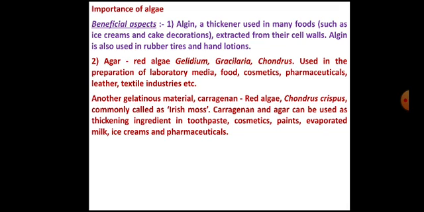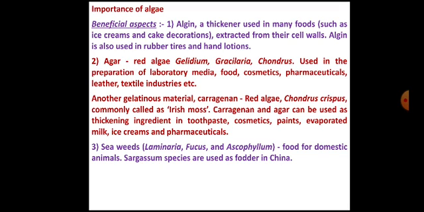Another gelatinous material which is extracted from the cell wall of algae is carrageenan, which is extracted from the red algae Chondrus crispus. It is commonly called Irish moss. So these two, carrageenan and agar, can be used as thickening ingredients in toothpaste, cosmetics, paints, evaporated milk, ice creams, and pharmaceuticals.